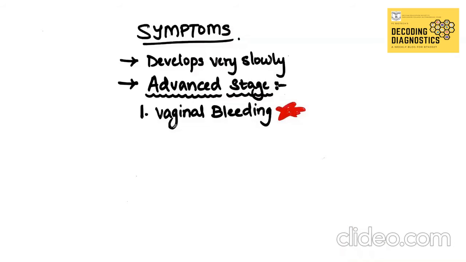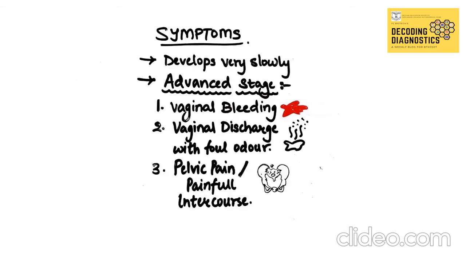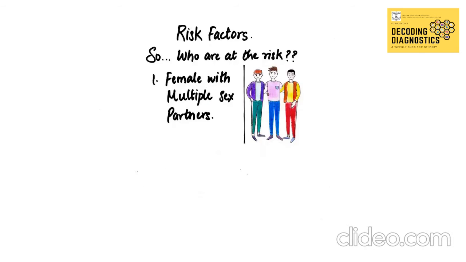So what are the symptoms of cervical cancer? It develops very slowly and gradually creeps on you. That is why early stages don't really show any symptoms. However, advanced stages show signs and symptoms like vaginal bleeding, vaginal discharge with foul odor, pelvic pain, or pelvic pain during intercourse.